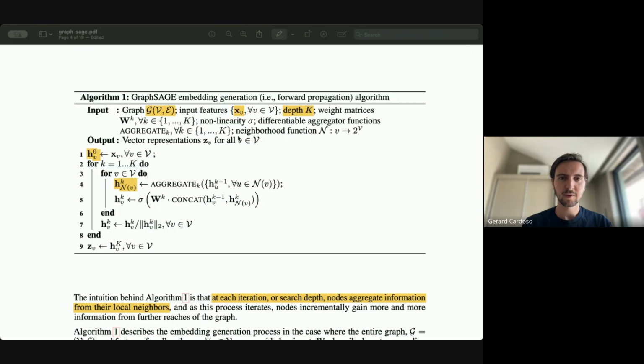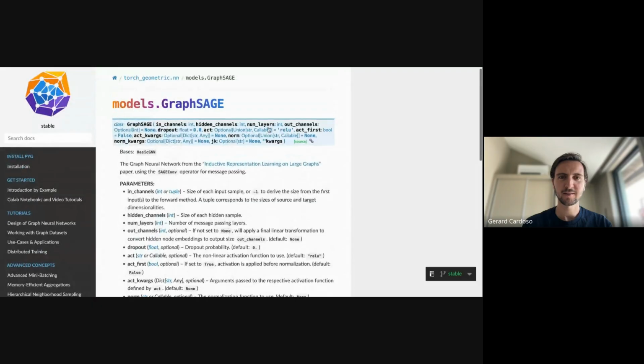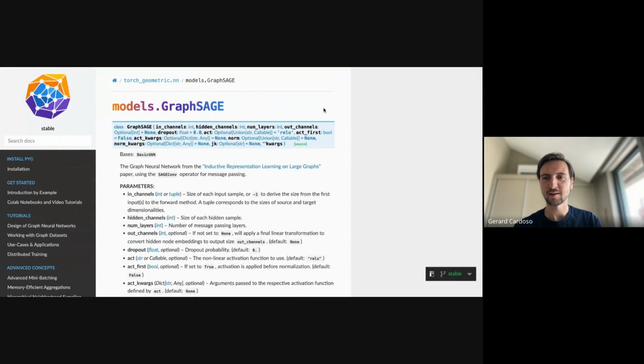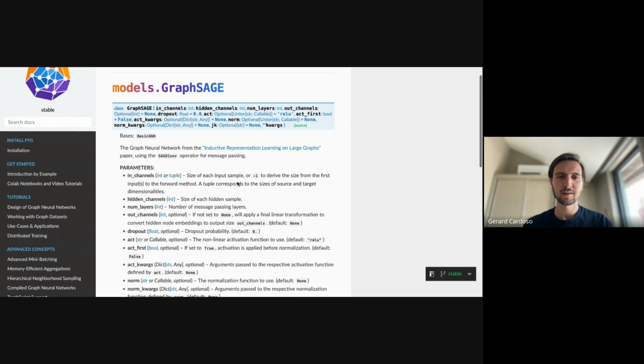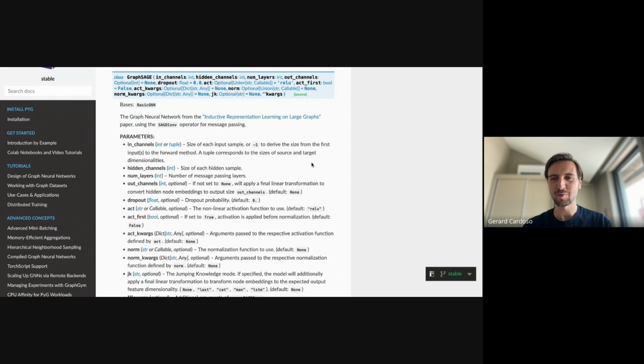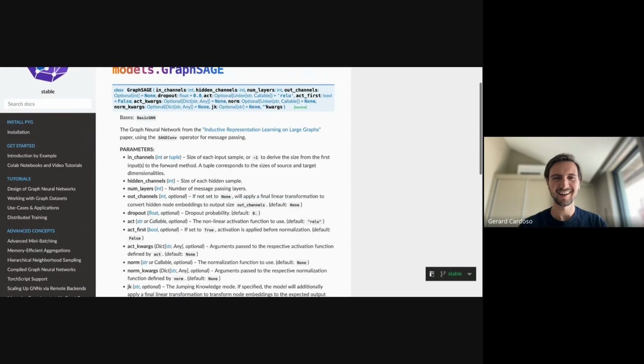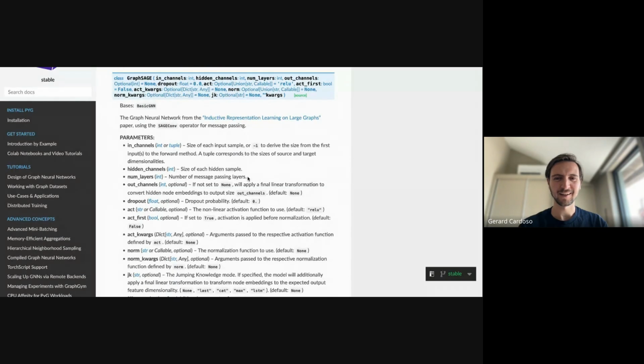I was also curious, because we use torch geometric for GraphSAGE, so I wanted to flag it here as a more practical ending in case you want to play around with it. I was having fun seeing all the hyperparameters they mention in the paper, and what they apply to here. For example, I think num layers is the k that's referred to in the paper, so your search depth.